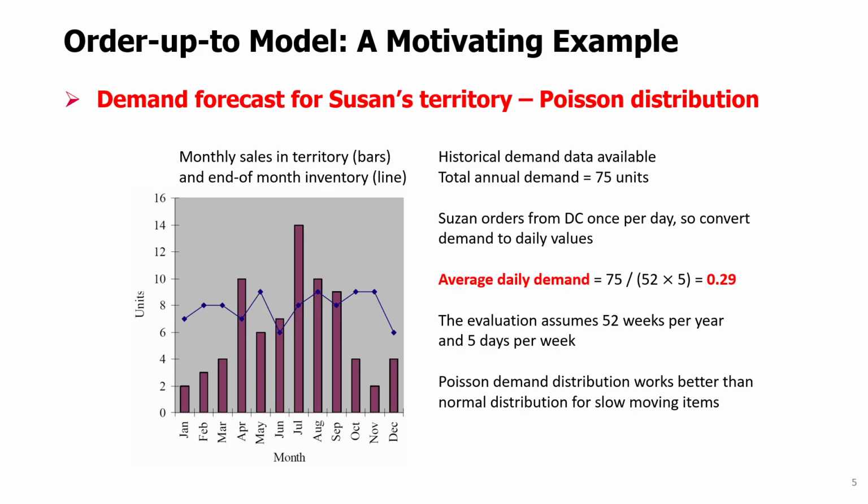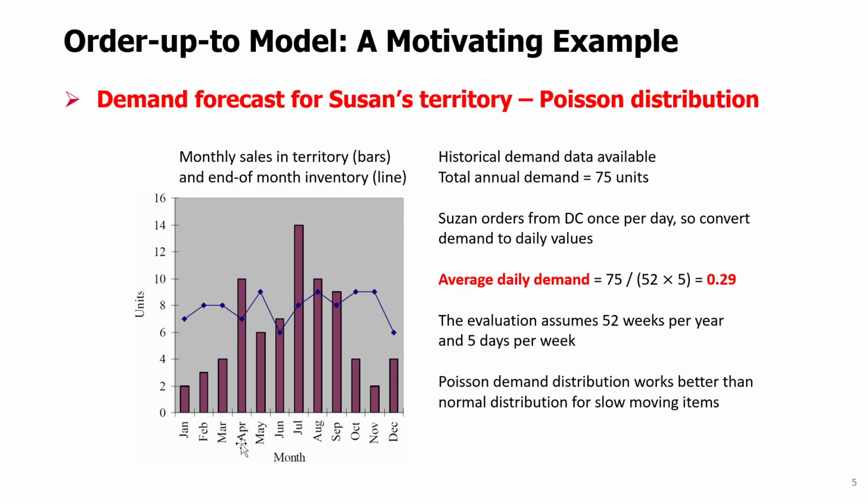When we turn to demand in a territory, remember we will consider Susan Magnotto's territory. The demand, of course, is much smaller. It's just one of 500 territories. So this chart shows us the sales in a territory with bars. And you see the sales are actually quite small, 2, 3, up to like 14 units.